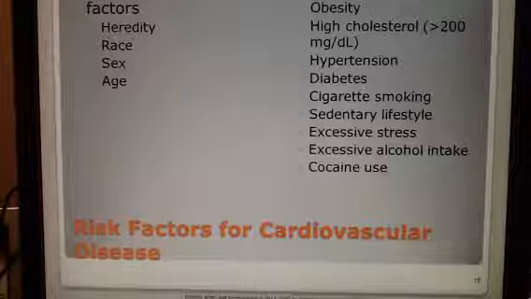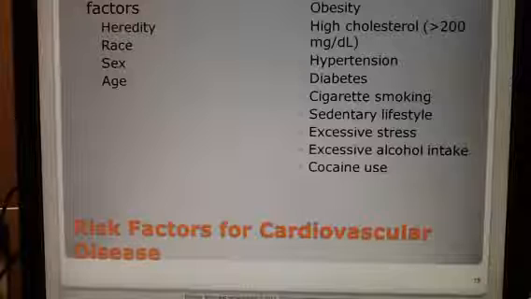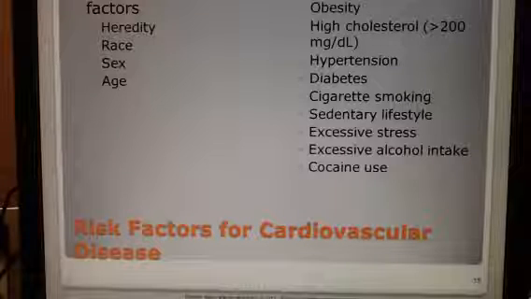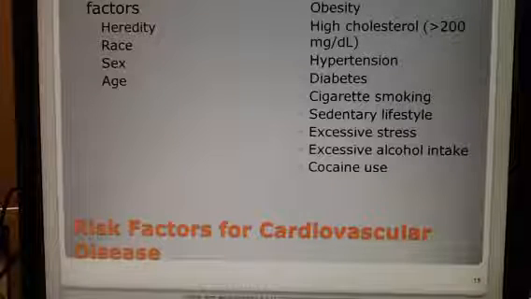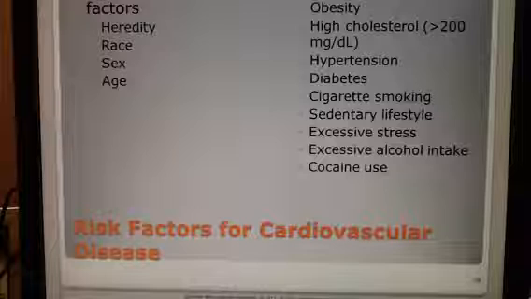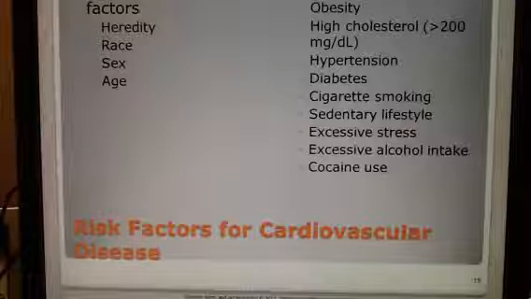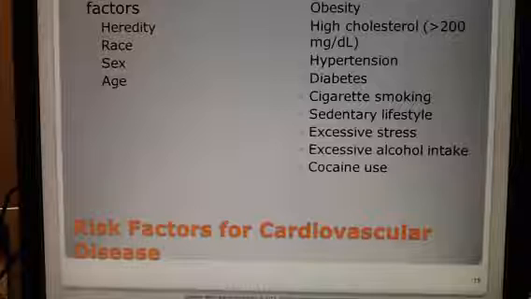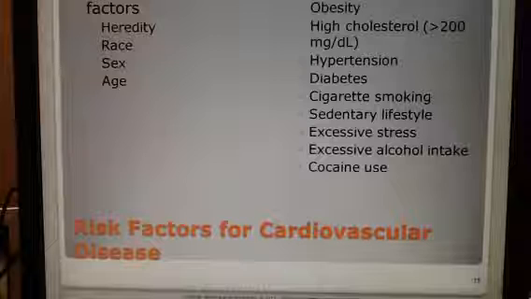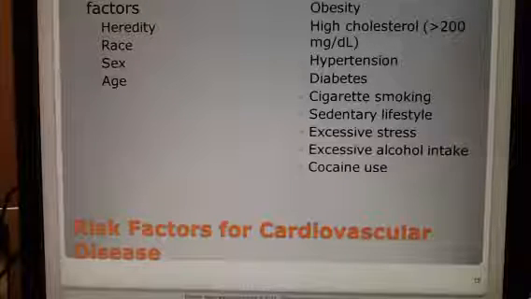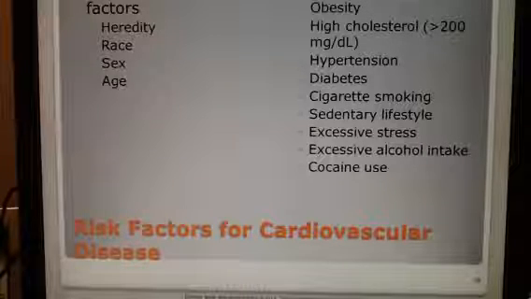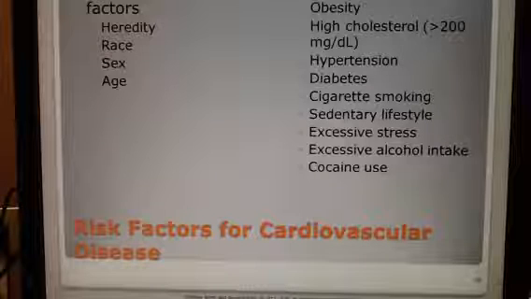Having diabetes, like I said before, automatically puts you at risk of having cardiovascular disease. Cigarette smoking causes a lot of vasoconstriction, so that puts a lot of stress on your heart and puts you at risk for cardiovascular disease. Sedentary lifestyle, not exercising, and having too much stress. Sometimes we can't control the stress in our lives, but we can control how we handle it. So trying to find ways to control stress in our life will help us decrease our risk for cardiovascular disease.